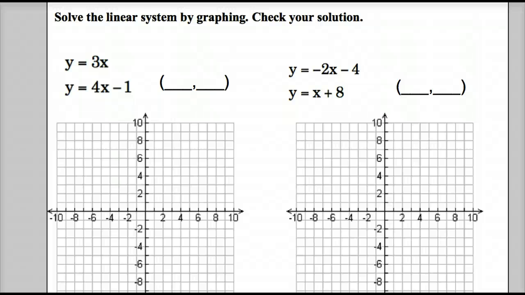So today we are going to continue on the same page that we were working with yesterday, and it's now the bottom half of the second page. There should be 4 graphs down there, and we are going to solve a linear system by graphing, and then we're going to check our solution. So first, we're going to graph both of these lines on a coordinate plane, and then we're going to see where they cross.